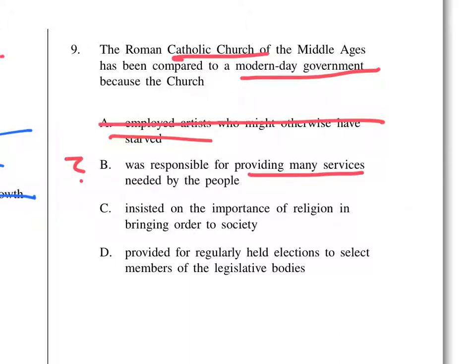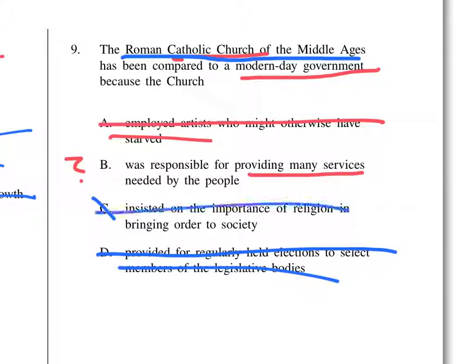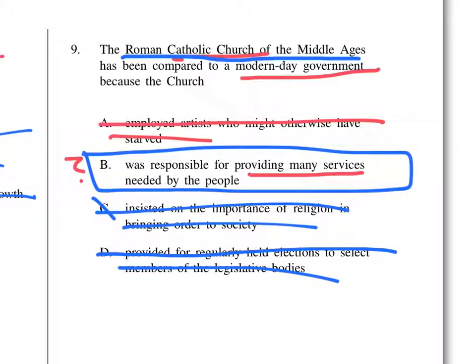Is it number C or letter C? Insisted on the importance of religion in bringing order to society. Well, the Roman Catholic Church certainly did that, right? But does modern-day government do that? No, definitely not. So put that right out. And D, provided for regularly held elections to select members of the legislative bodies. Well, on the other hand, modern-day government definitely does that, right? But does the Roman Catholic Church of the Middle Ages do that? No, definitely not. So that means that there's only one option left, and that's option B, responsible for providing many services needed by the people.